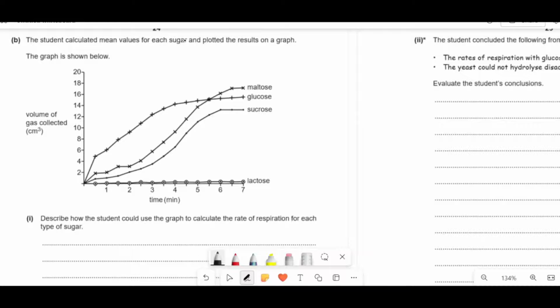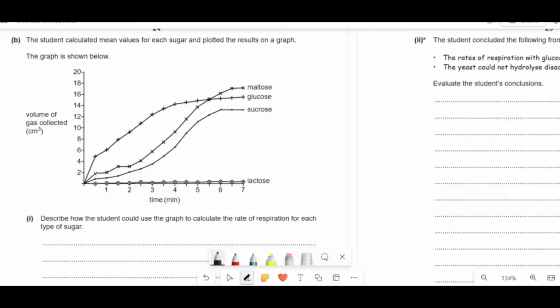The student then calculated mean values for each sugar and plotted the results on a graph, shown below. Describe how the student could use the graph to calculate the rate of respiration for each type of sugar. So just a quick idea of what's going on in this graph. The glucose line is increasing and then starts to increase less quickly and levels off. That means we're probably using up the glucose. It could be respiration stopped, it could be that we've run out, lots of different reasons why.